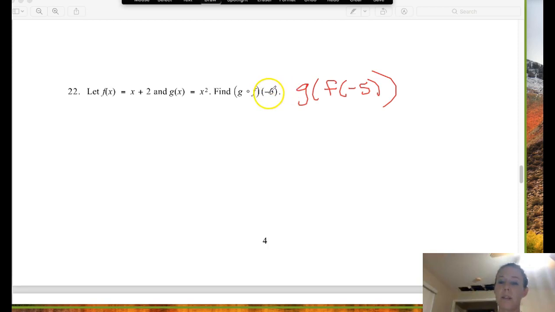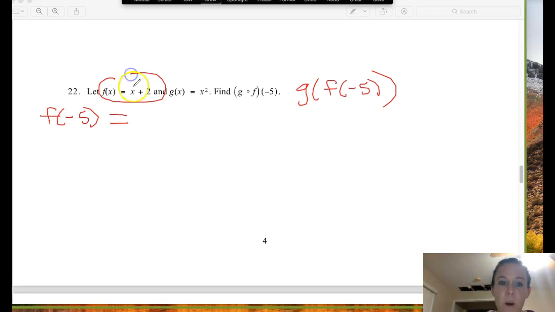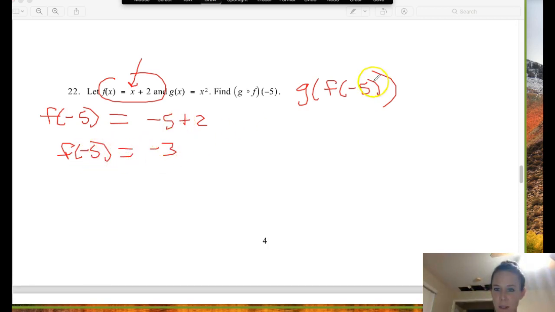So we start with negative 5, and we're going to put negative 5 into the f function. So let's do that. Plug negative 5 into the f function. So that means find your f function, here it is. Wherever there's an x, you plug in a negative 5. So f of negative 5 looks like this, negative 5 plus 2. So your f of negative 5 is just negative 3. Now we found that, we plug it in here.